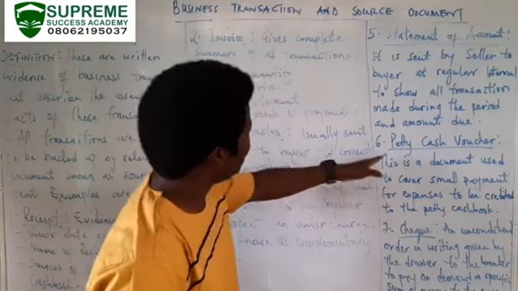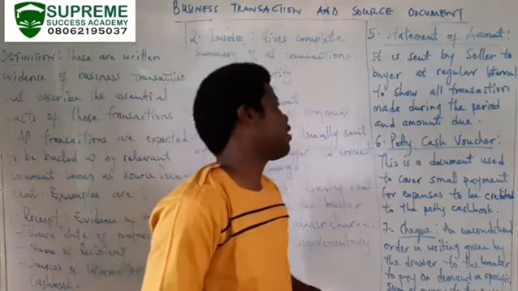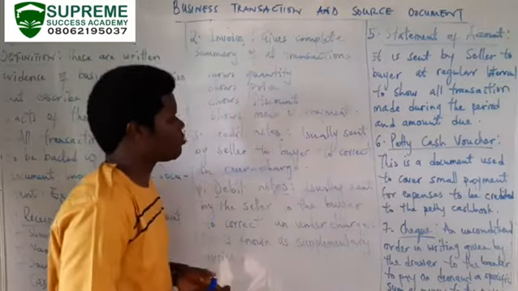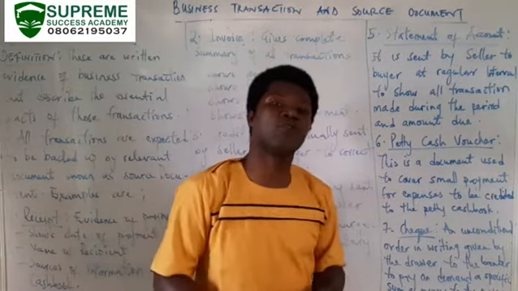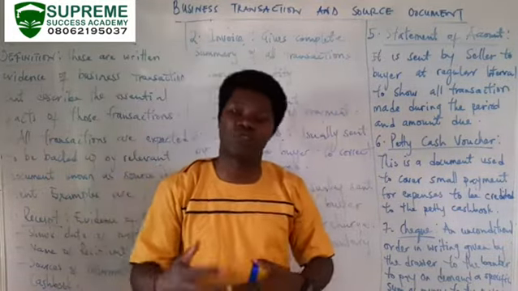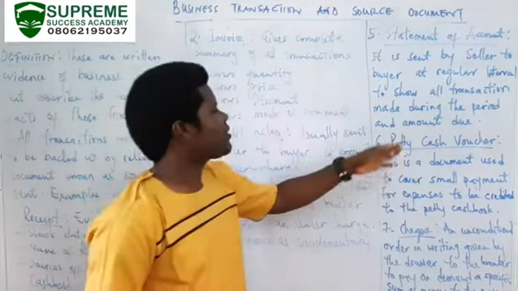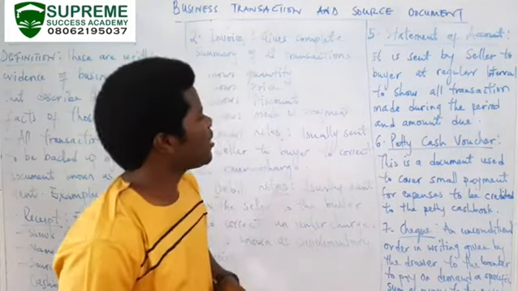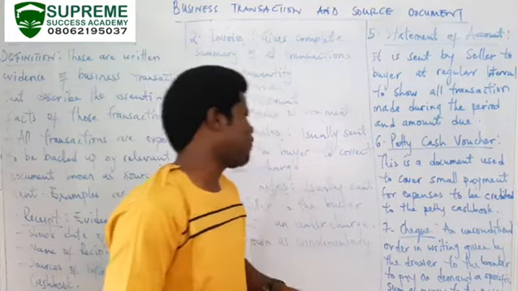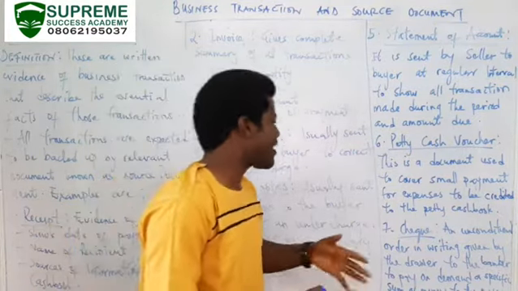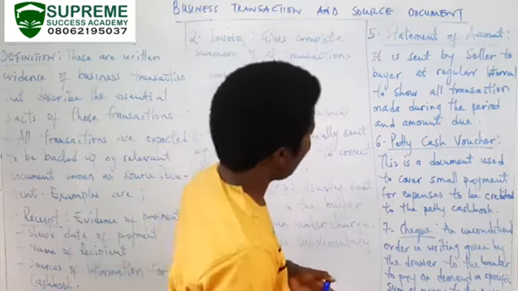And of course, number 6, we have the petty cash voucher. There is something called the petty cash book, which is a cash book that is used to handle a little amount of money that is used to pay for small expenses. And then we have the petty cash voucher, which is a document that is used to cover small payments for expenses to be credited to the petty cash book.